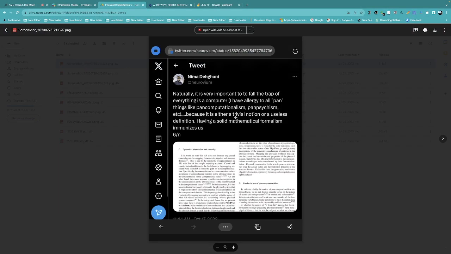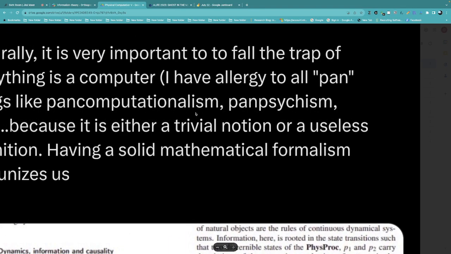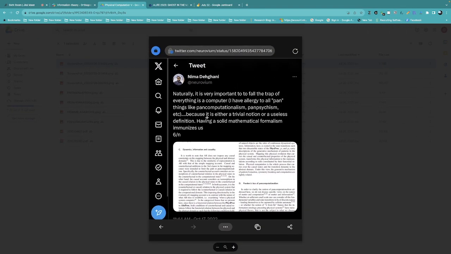So this paper talks about, it's kind of going over the paper a little bit. And there's a lot of information in the paper. One of the things that the author points out is that it is very important not to fall into the trap of everything is a computer. That's what they call pan-computationalism. We don't want to fall into that trap of saying everything is a computer, or that computational principles extend across nature.